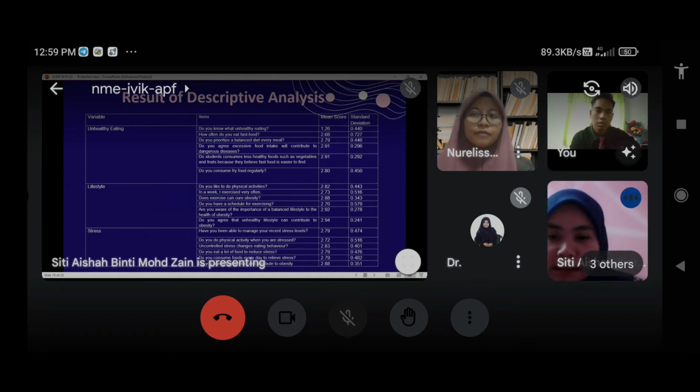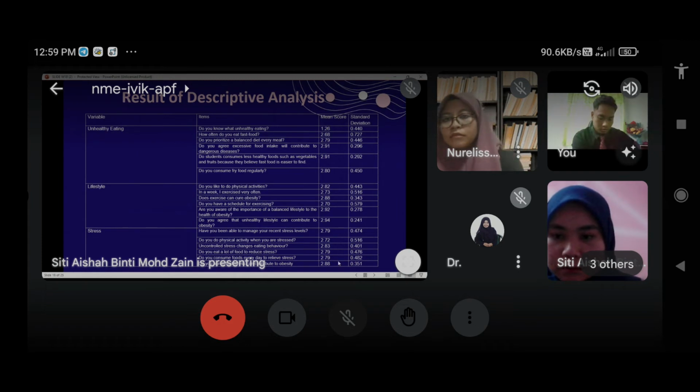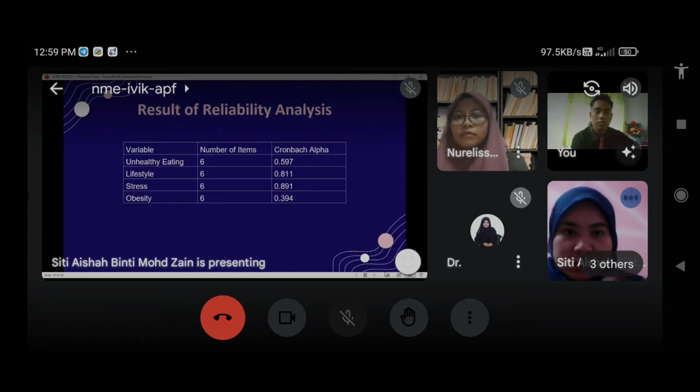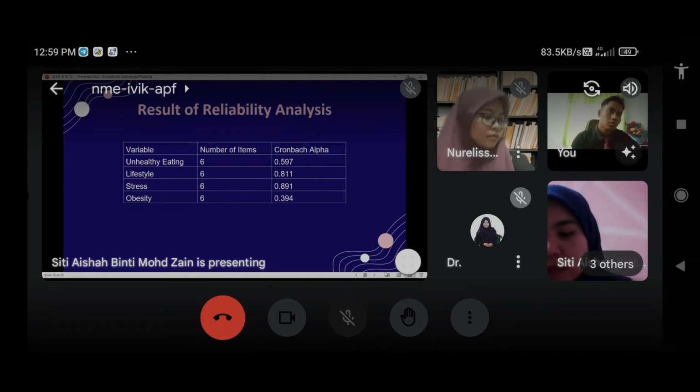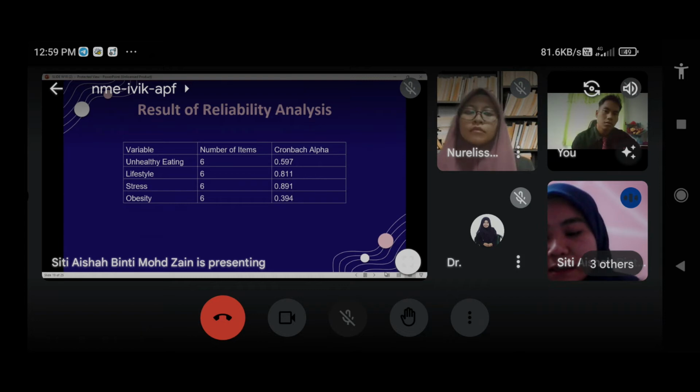Next, result of reliability analysis. The result of reliability analysis of 3 independent variables and one dependent variable. The first independent variable, unhealthy eating, was found to be reliable, with 6 items, Cronbach's alpha 0.597.